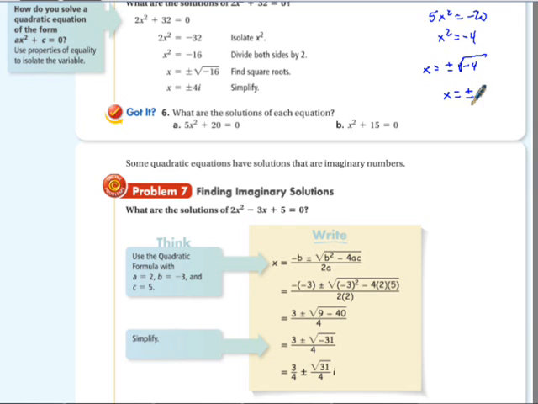The square root of negative 4 is 2i. Okay? So this is x equals plus or minus 2i. See if you can pause it and get the answer to part B on your own. Pause it now.